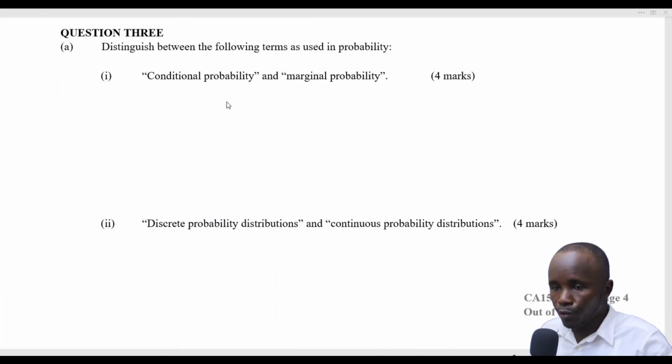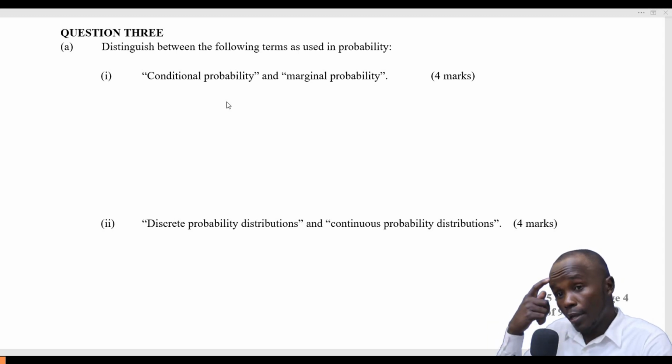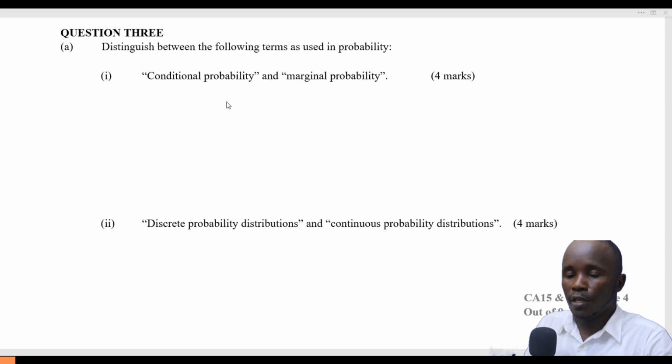Okay, welcome back to another lesson. In this lesson, we're looking at a question that was tested in December 2022, and we're looking at question number 3. We're going to look at the whole of it. We begin with part A, Roman 1. We are told to distinguish between the following terms as used in probability. You're supposed to differentiate between conditional probability and marginal probability. This one will test how easily you can recall your notes.